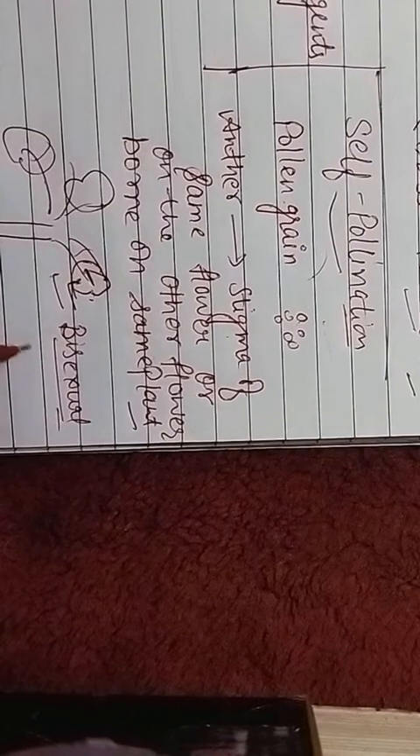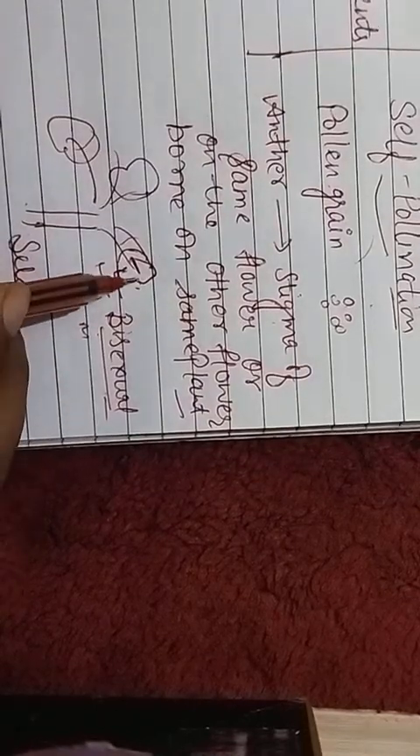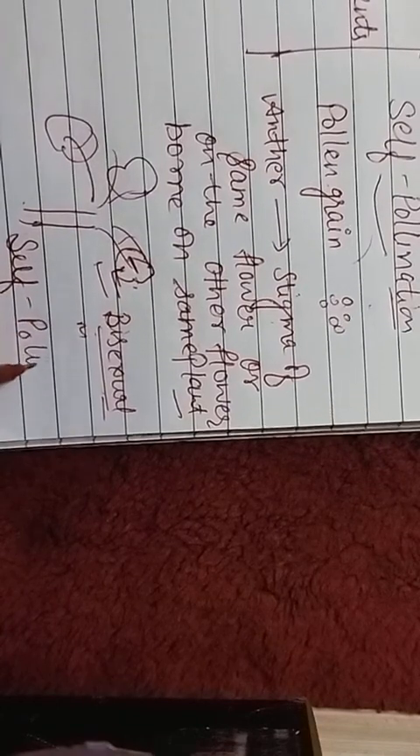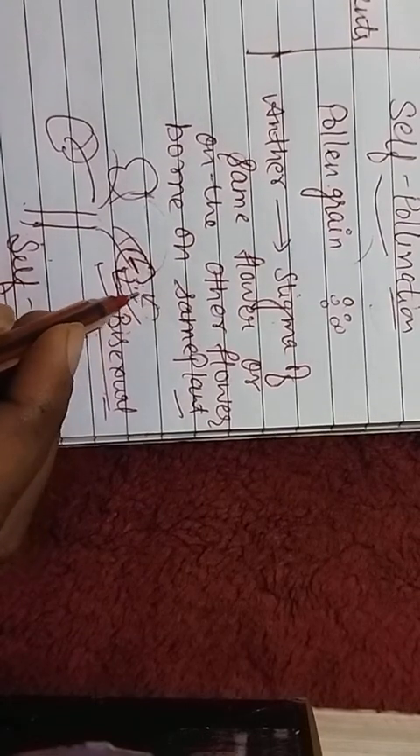And one most important thing is that in self-pollination, in which pollen grains are transferred from anther to stigma of the same flower, that flower will be mainly bisexual, because in a bisexual flower male and female reproductive parts are present in the same flower. Or the self-pollination will occur on the same plant in which one flower consists of the male part and another flower consists of the female part. So self-pollination occurs on the same plant which bears many flowers. Self-pollination may occur on the same flower or on another flower of the same plant.